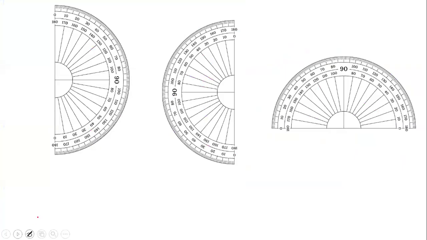Now I come to the way you are placing your protractors. Let me put letters: this is A, this is B, and this is C. I want you to tell me in the chat the correct ways of placing the protractors. You just say A, B, or C. It is up to you. So place in the chat. I want to see whether people know how to place the protractors.